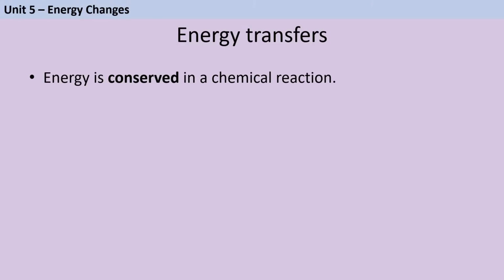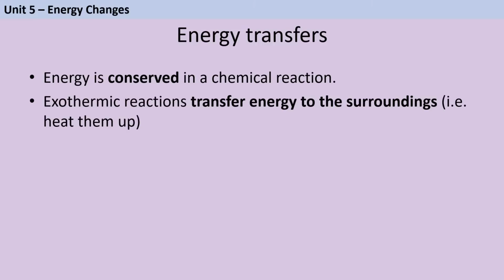Right, final topic, Unit 5. So we know that energy is conserved in chemical reactions. We've already talked about the fact that mass is conserved in chemical reactions. So you know that conserved just means that nothing's changing, nothing's being created, nothing's being destroyed. So we can split reactions into exothermic and endothermic.